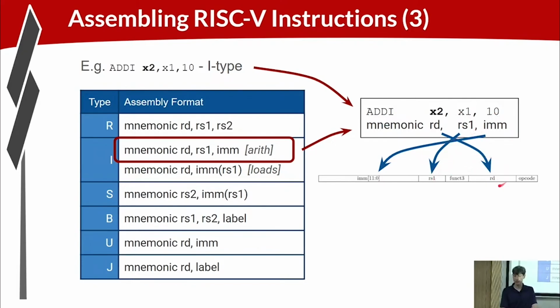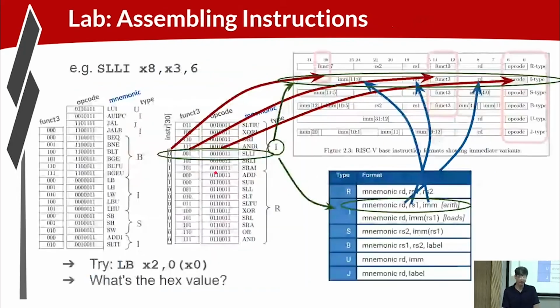So the RS1 field and the RD field, those are the register indices. So for register 2, we put a 2 into RD. For x1, we put a 1 in here, and a value of 10 in the immediate bits. Okay, so that gives us all the fields of the instruction.